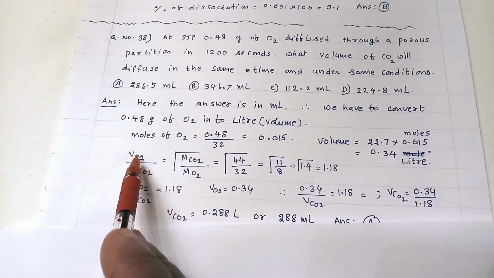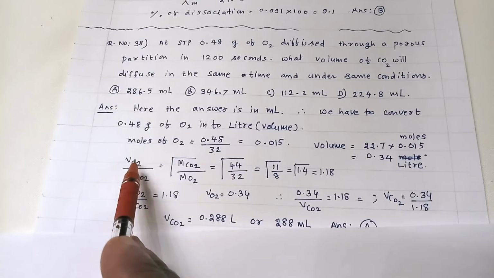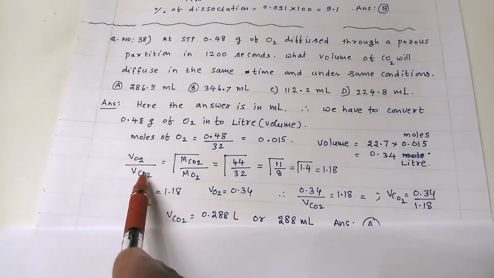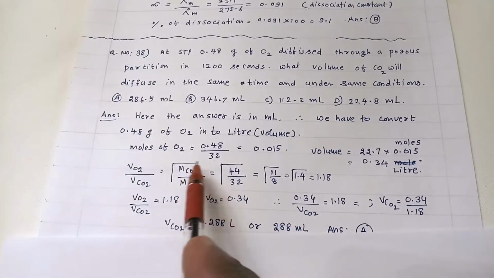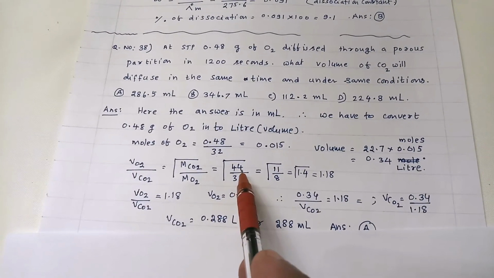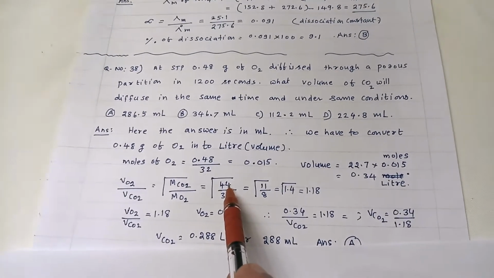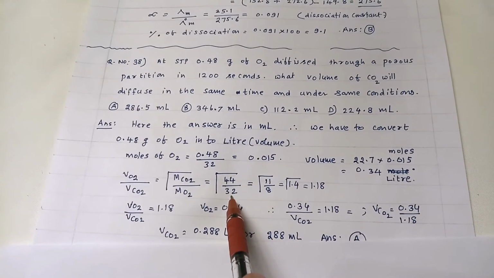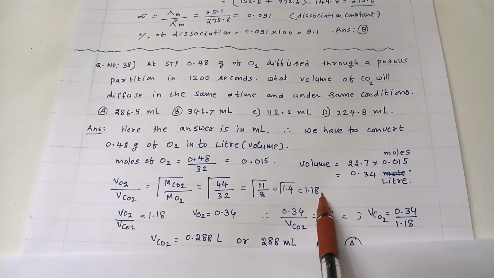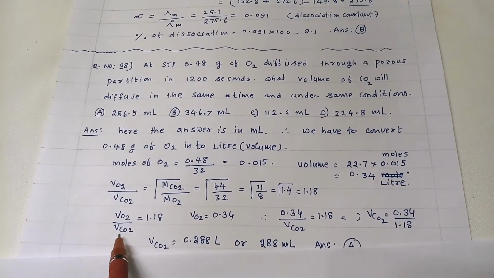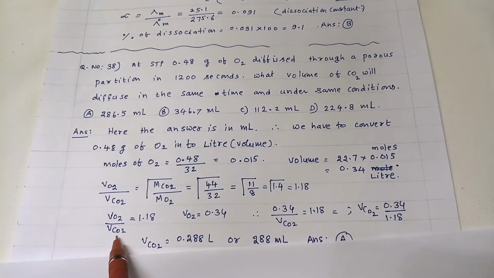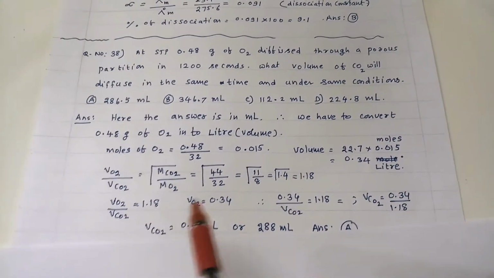So we know that the volume of oxygen diffused by the volume of carbon dioxide diffused is inversely proportional to the square root of each one's molecular weight. So we can write 44 by 32, where 44 is the molecular weight of carbon dioxide and 32 is the molecular weight of oxygen. So if you work it out, 1.18 is coming. So the volume of oxygen by the volume of carbon dioxide is 1.18.